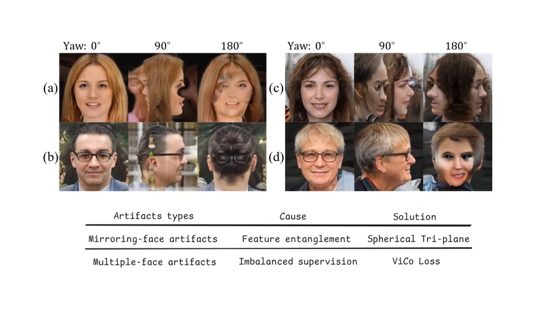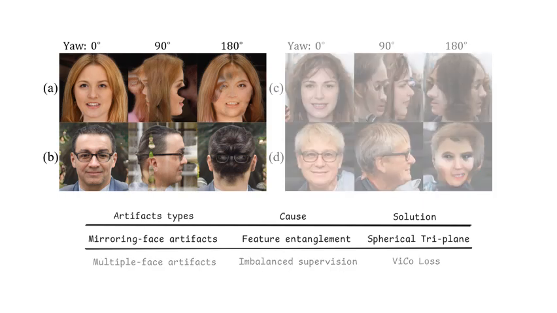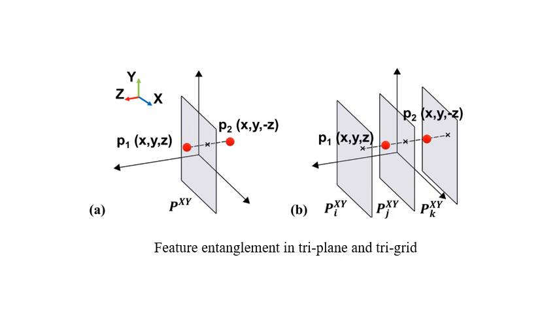model to eliminate them. As shown in this figure, there are two types of fake face artifacts. The first type is mirroring face artifacts, where the back face mirrors the same identity, expression, and accessories of the front face precisely. This occurs due to feature entanglement caused by the feature projection in the Cartesian coordinate system used in triplane or trigrid representations.